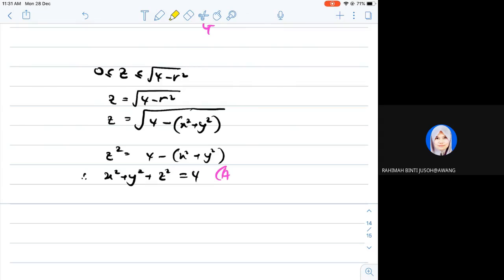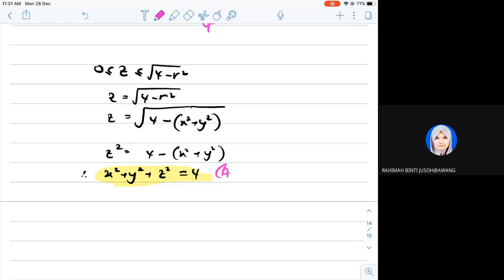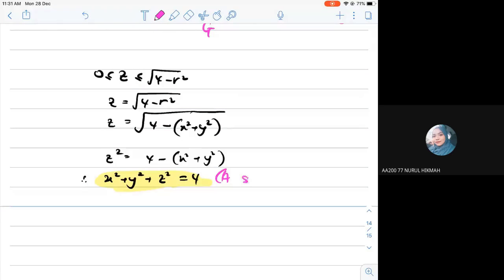Bentuk apa ni guys? Lupa dah ke? Chapter 1. 3D. x squared plus y squared plus z squared equals 4. Semi. Sphere. This is a sphere. Very good. This is a sphere.